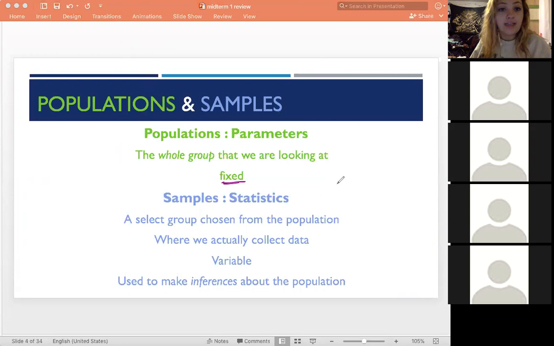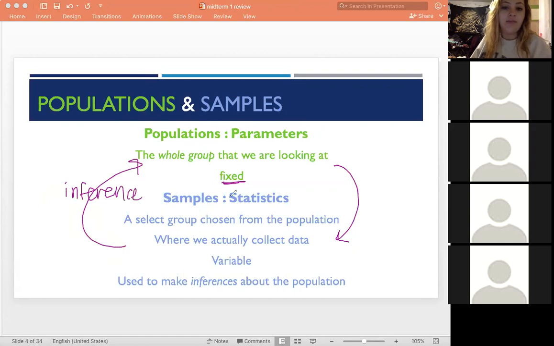That means they're not going to change. It's always hard to get an entire population. So that's why we have samples. We take samples from the population because that's more feasible. I draw this a lot. So we take samples from the population, and then we use those samples to make an inference about the population.